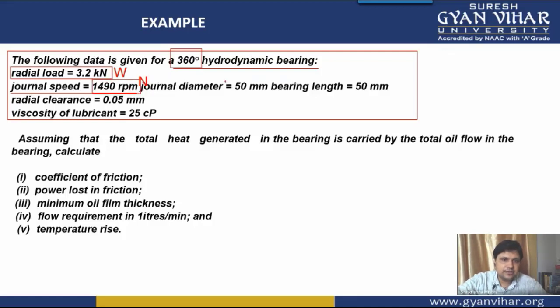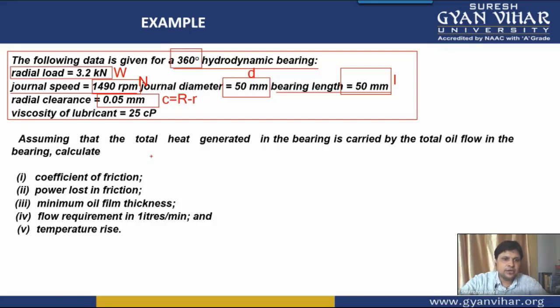Then the journal diameter is also given to you. This is denoted by a small d. Then the bearing length. Bearing length is how much? Bearing length is 50 mm. So this is your small l. Now moving further, radial clearance is given to you. Radial clearance, basically we all know, is denoted by C, and it is equal to capital R, the radius of the bearing, minus small r, the radius of the journal.